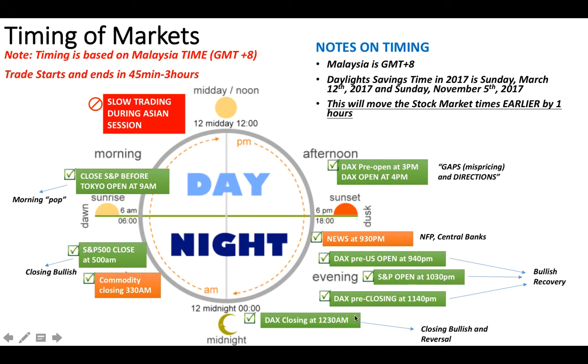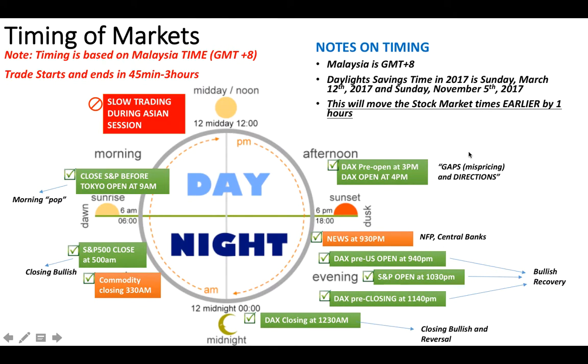And the DAX and the European indices such as the FTSE in London close at 12:30. This is the closing for the German and also the UK markets. Now, as you go out throughout midnight, you can see the commodities closing at 3:30 a.m., before the US market, the S&P 500, Dow, and also Nasdaq close at 5 a.m. And we go one more round.